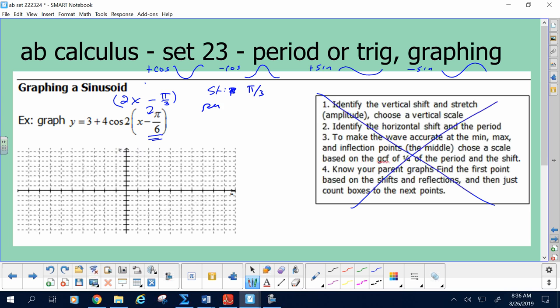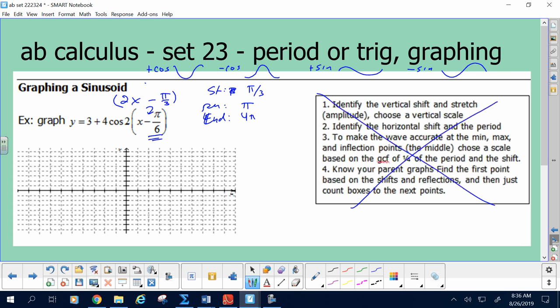What's the period? You just did this. Come on. Pi, okay. So what would the end of one wavelength be? If it started at pi over 3, did pi for a whole period, where would the first wave end? 4 pi over 3, beautiful.